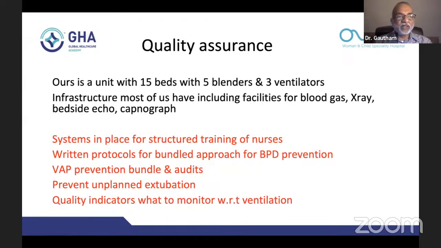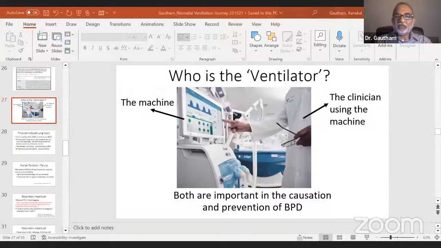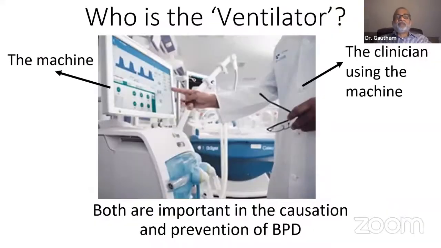So I want to ask Abhishek and the people in the audience. When we say ventilator, what do we mean? What is a ventilator? The ventilator is a device which assists in breathing the newborn. Okay, let me share my screen. If you ask me, the ventilator is the machine, but the ventilator is also the person who is ventilating the baby.